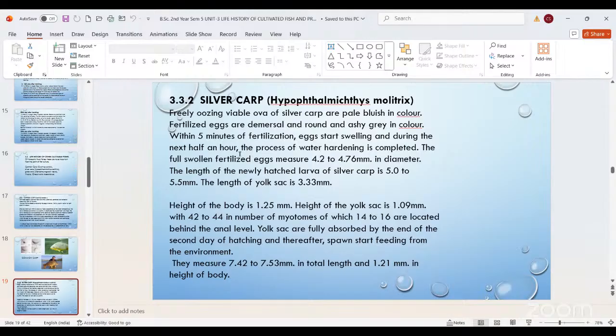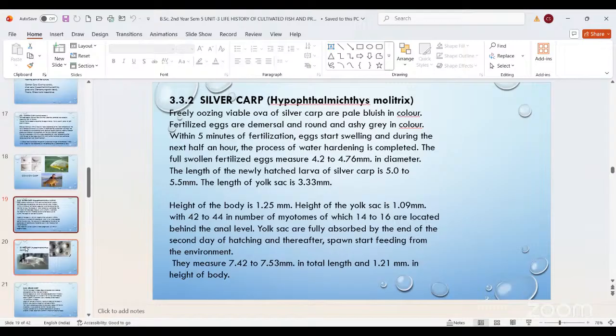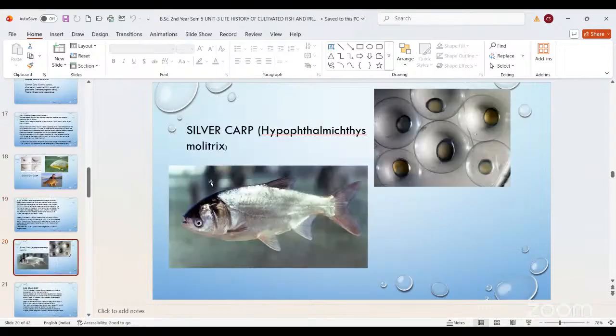The yolk sac is fully absorbed by the end of the second day of hatching, and thereafter the spawn start feeding from the environment. They measure 7.42 to 7.53 mm in total length and 1.21 mm in height of the body. This is the picture of silver carp. The name only suggests the body is silverish in color. It's so shiny.